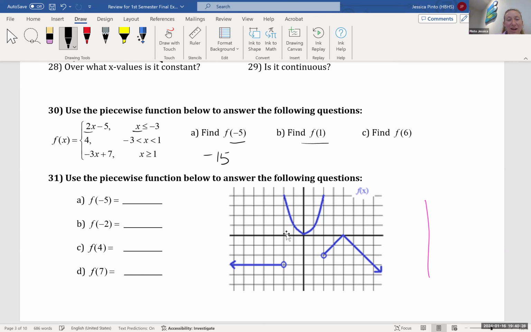To find f of 1, 1 only works for this last domain restriction. So I'll plug it in there. That would be 4. And 6 works for the last one. So they didn't ask me like f of 0, which is between -3 and 1. And that's going to be negative. Let me do the math. -18 plus 7, -11. All right.